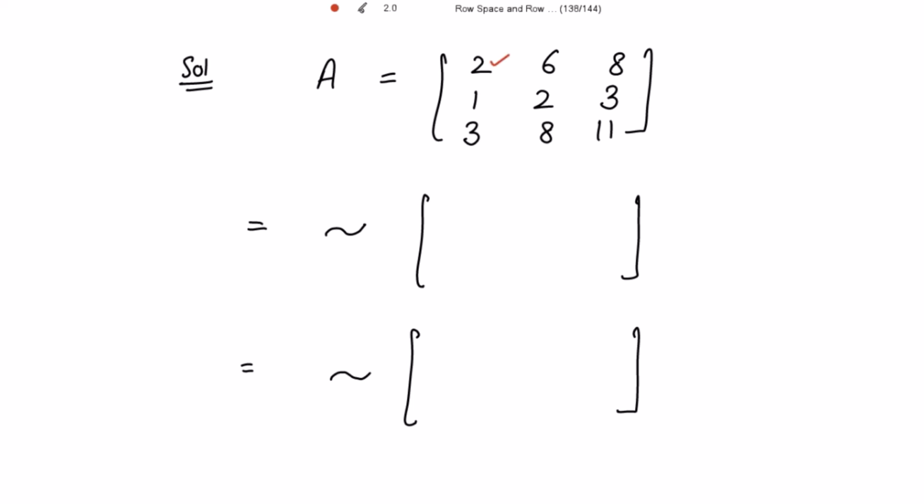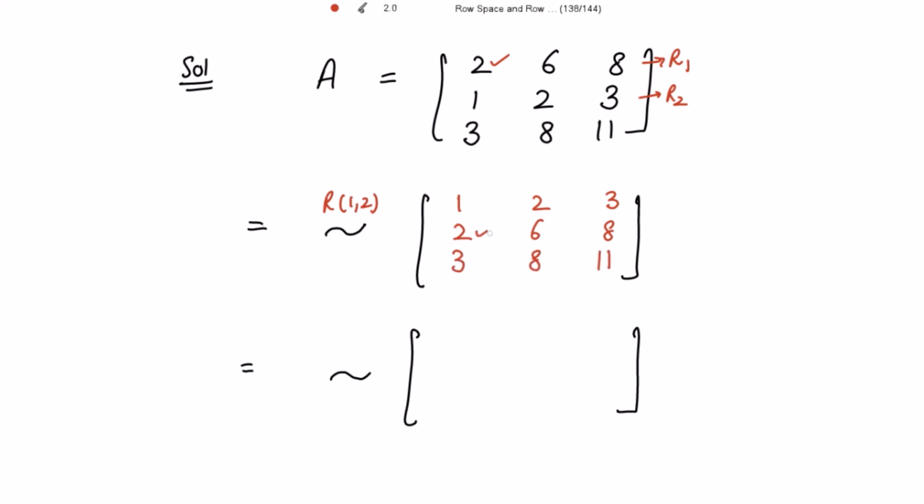So just changing this row 2 with this row 1, interchanging rows 1 and 2 first. So the row operation is interchanging of rows 1 and 2. So writing here 1, 2, 3 and writing the first row here and the last row as it is.